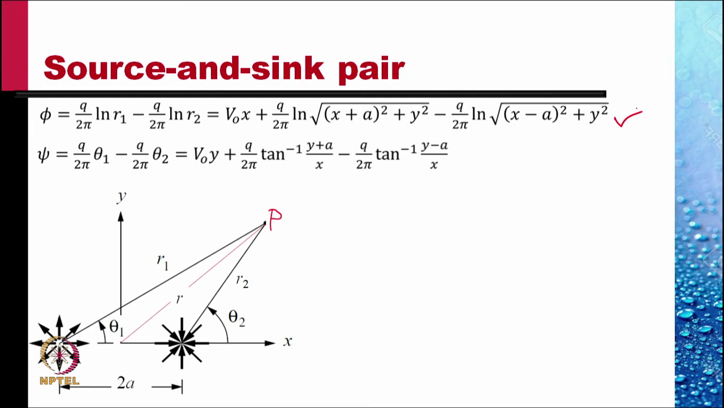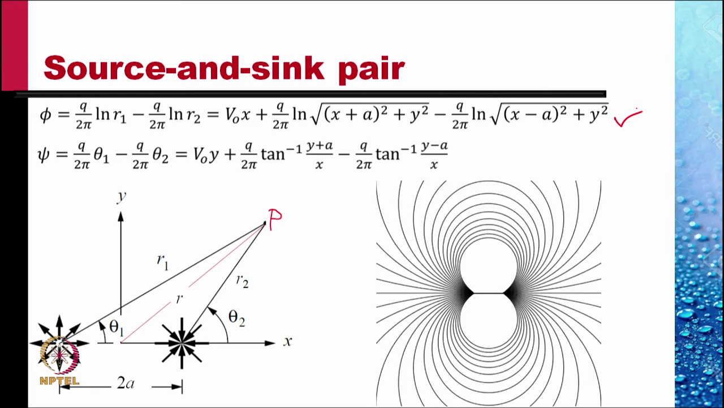Similarly, we write the stream function. If you plot the streamlines, this is what we get. In this, the flow velocity would be directed like this.